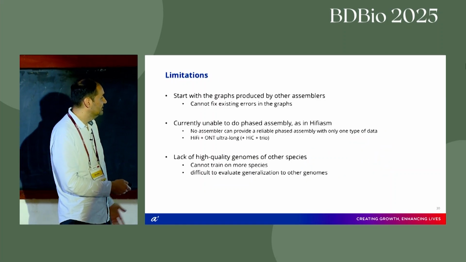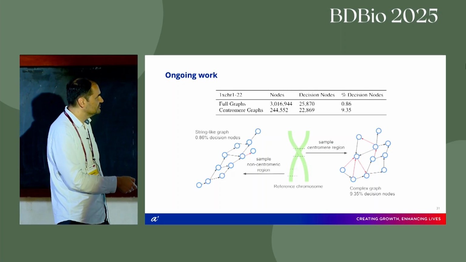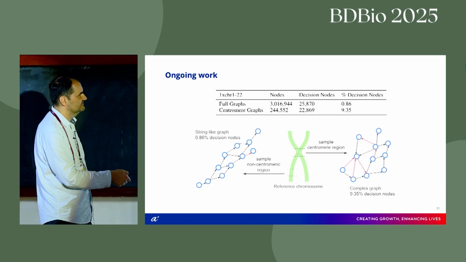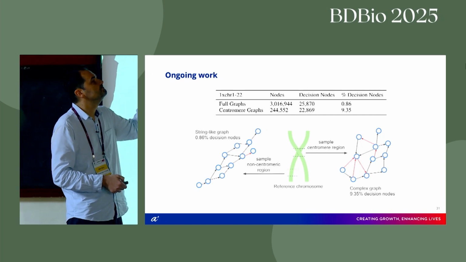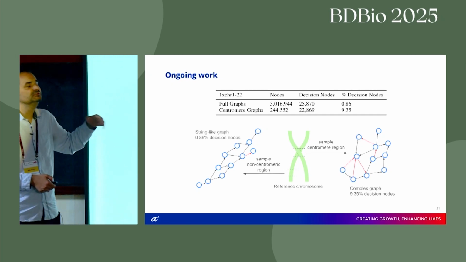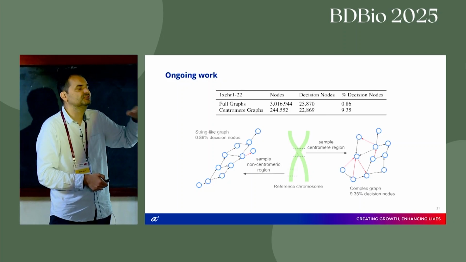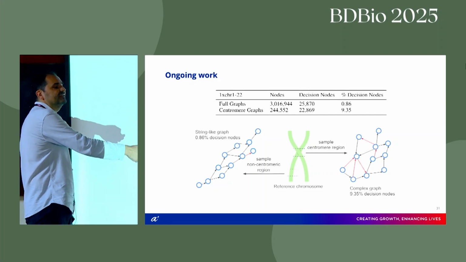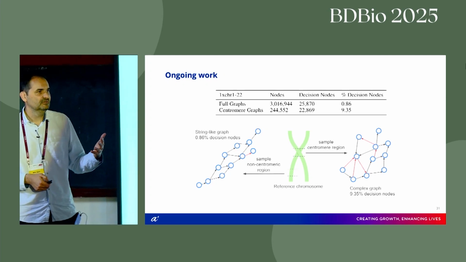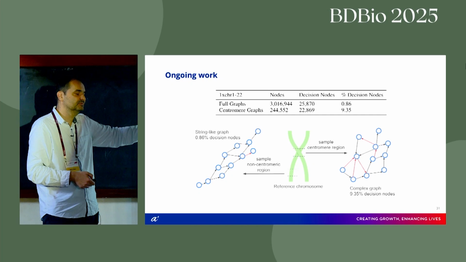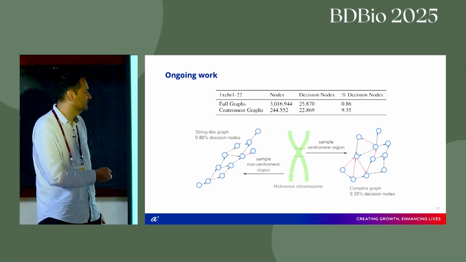So there are some limitations. We found some ideas, and I think this one is important to show. If you have the full graph, you can see some decision nodes, where not all of the edges are the true ones. Overall there are just 0.86% of them, but if you look at the centromeres, it is almost 10%. So now we are focused on just the centromere regions, because in other regions the machine learning will learn without problems.